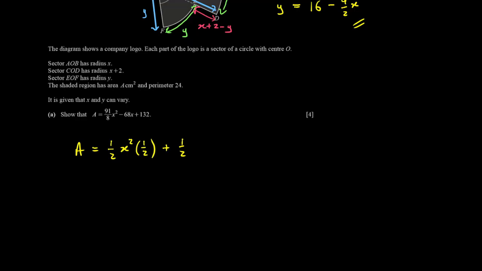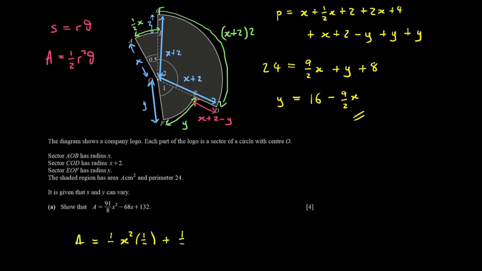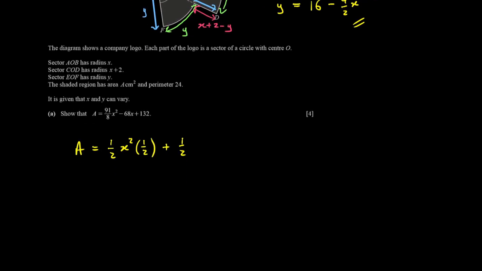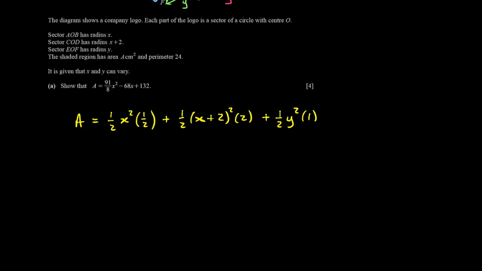Now for the next sector, the radius was x plus 2. So we've got (x plus 2) squared times by the angle, which was 2. And then the last one is a half y squared times by the angle, which is 1. Okay, and I think what we can do is try to simplify all this.